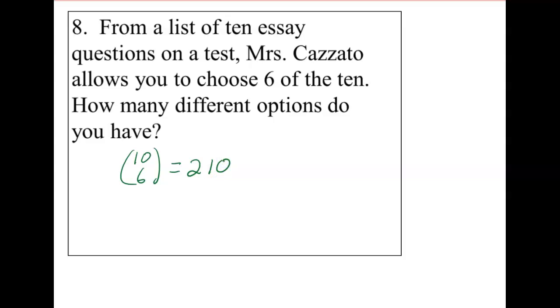So this was a short video on combinations. Again, in combinations, the arrangement of the objects is not relevant, and what you see on the screen is perfectly fine for your work.